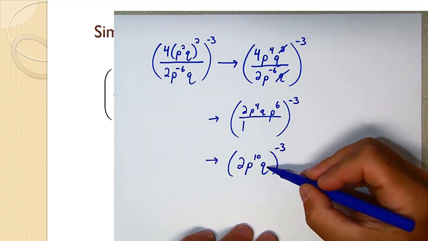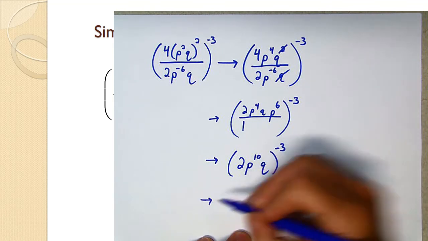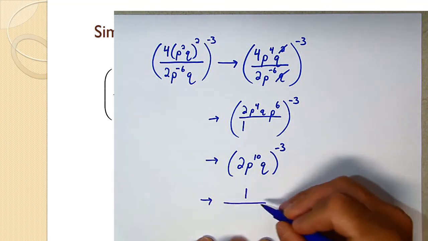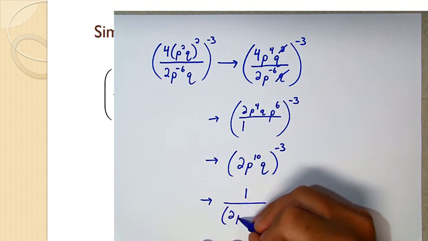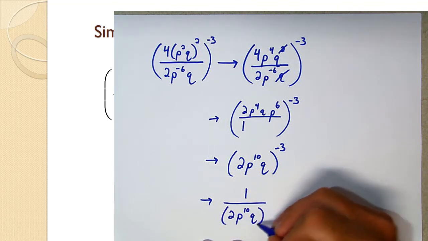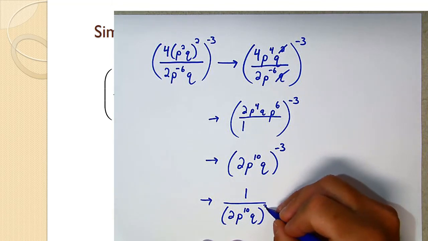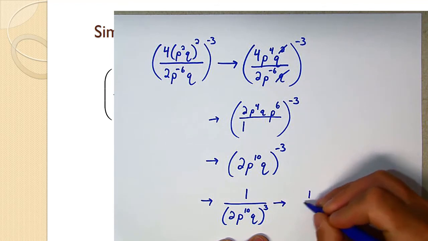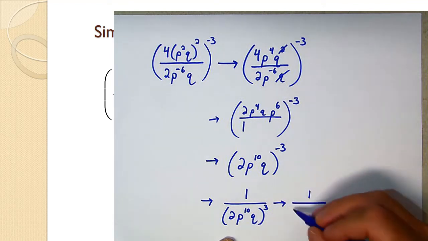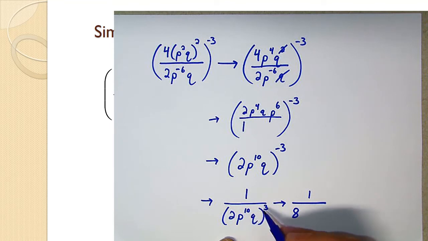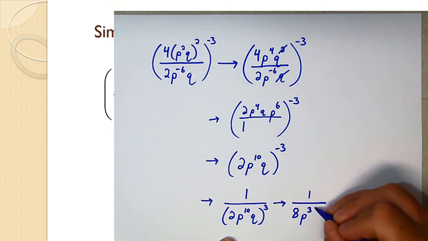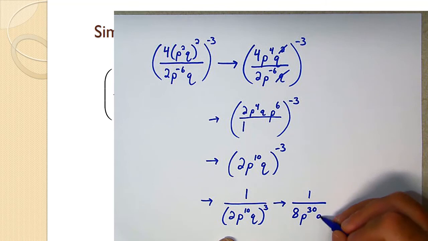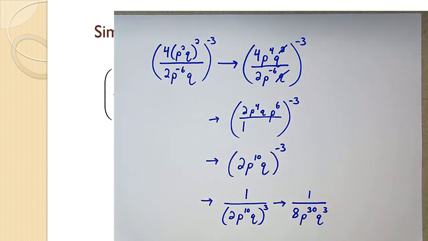Now, since this whole thing is to the negative third power, we can take the reciprocal of the whole thing and say that it's 1 over 2p to the 10th q, but since we've sent it to the denominator, it's now to the positive third power. Now, if we take that a step further, this is the same as 1 over 2 to the third power is 8. P to the 10th to the third power is p to the 30th, and q to the third power is, of course, q to the third. So we've simplified this, but we have positive exponents.